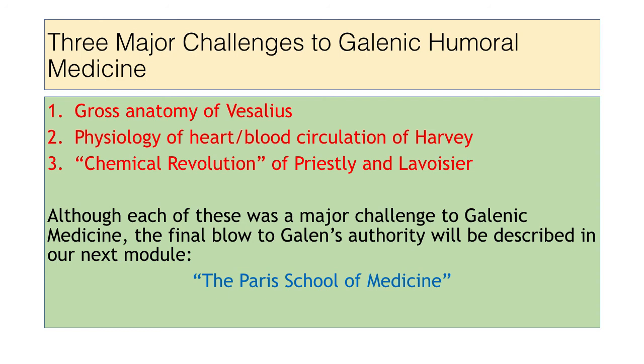However, none of these really dismantled Galenic humoral medicine. What finally did deal the death blow to Galenic humoral medicine came at the very end of the 1700s, and this was the birth of the Paris School of Medicine. Now, in the next module, we will discuss the Paris School of Medicine and how it changed the ways in which physicians viewed and understood the human body and health and illness.